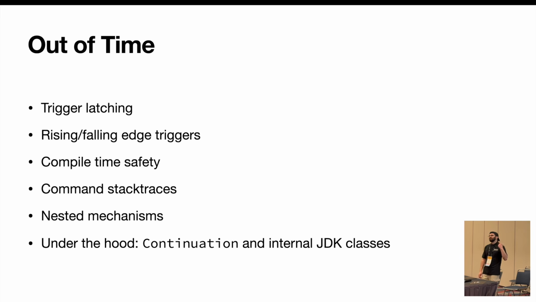So there's trigger latching. In V3, if you have a trigger that's listening to some Boolean event, that trigger value will stay the same for the entire loop cycle. In V2, that doesn't happen.